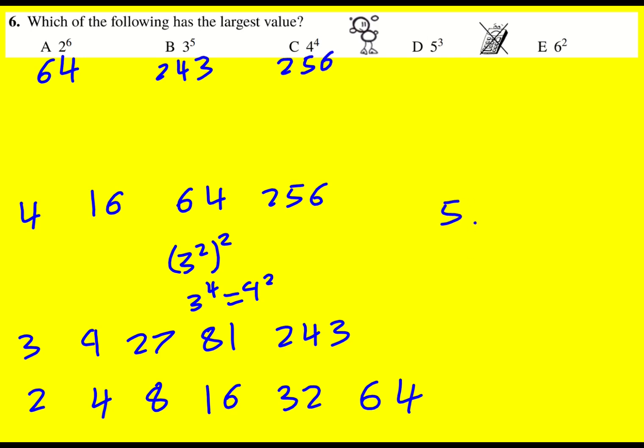5 cubed, 5, 25, 125, and 6 squared is just 36. So the answer is going to be C.